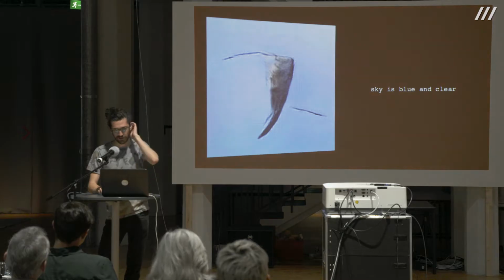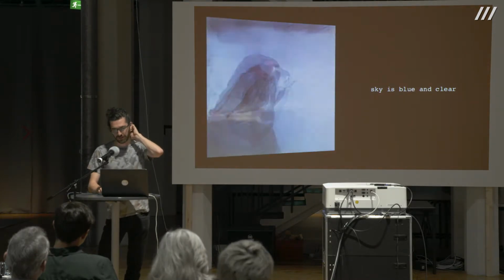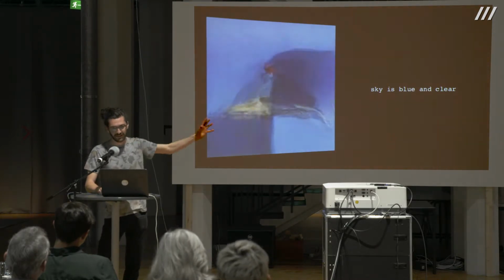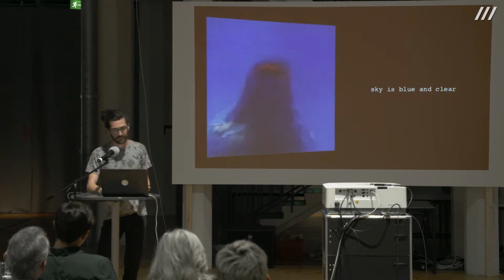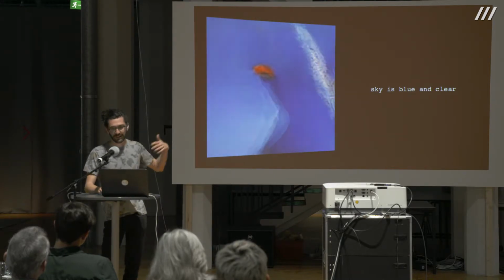So these two are having a back and forth discussion in a never-ending feedback loop. I call the piece Closed Loop, so I feel like we're just voyeurs watching these two algorithms communicate with each other. So now it's trying to generate an image of a sky is blue and clear, and when it settles, it will then say what it sees in the previous image. It now sees a bird with a red beak. And then it will try and generate a new image of that.